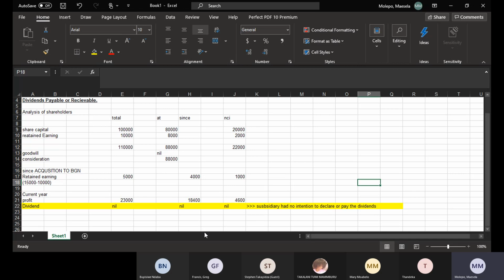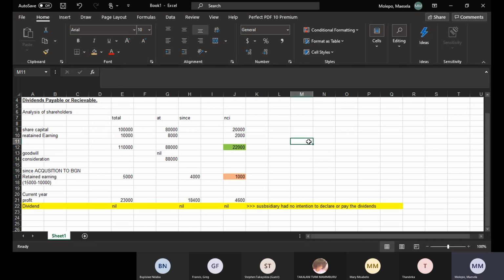So from page 166, it will be the elimination purpose, which we're going to eliminate on the at acquisition part. We already know how to eliminate the 100,000 of the share capital plus the retained earnings of the 10,000 versus the amount which we paid for the consideration of 88,000. The non-controlling of 22,000, we know it comes from this figure. And then the retained earnings of 1,000 comes from here.